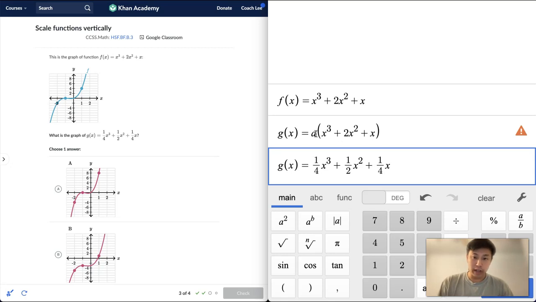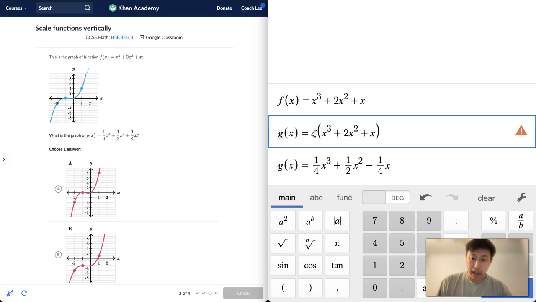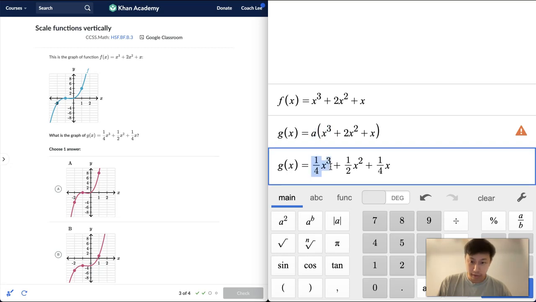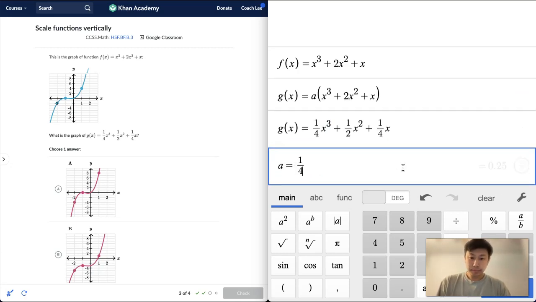Well, we can just use this first number as a reference, right? Should be relatively simple, but we'll check the other ones. X cubed, if I multiply it by 1/4, then I'll get the 1/4 x cubed. So our a value is probably 1/4, okay? It's probably 1/4.